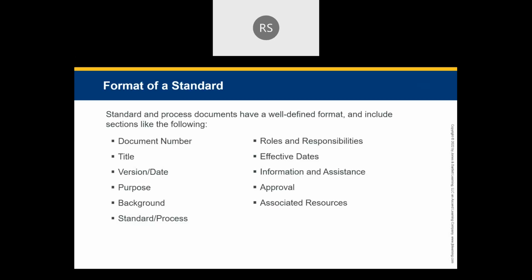The effective dates indicate when the standards or process become applicable and enforceable within an organization. So this ensures that the document's relevance is clear and that it is adhered to within the specified time frame. The information assistance section provides contact information and references to additional resources that users can consult for further guidance and clarifications related to the standards or processes.